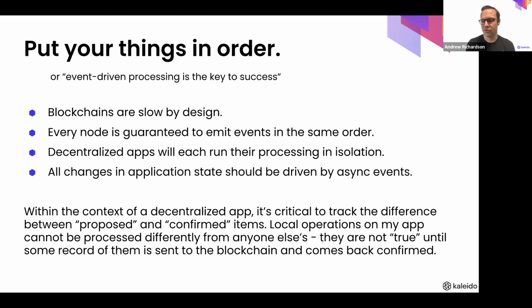The follow-on to this realization is that you can run decentralized apps, each in isolation, right? So each company runs their own copy of an app, not a single centralized app. And each of those apps needs to be driven by asynchronous events from the blockchain. So you think about the events going into the blockchain, the events coming out, and you can't treat your data any differently from anyone else's. So when I put local operations and I request changes to be made or operations to happen on data in the network, whatever the data is that I'm exchanging, I have to track the difference between things that my node is proposing and things that have been confirmed by the network.